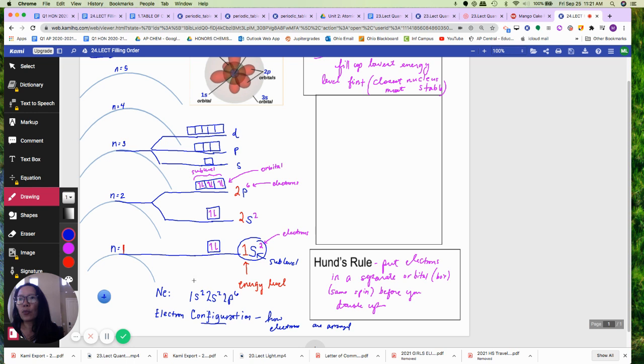And again, the 1 is the energy level. The S is the sublevel, and the 2, the exponent, are the number of electrons. So you can see if you add the exponent, 2, 4, 6, neon has 10 electrons, 10 protons, and 10 electrons if it were neutral. Okay?